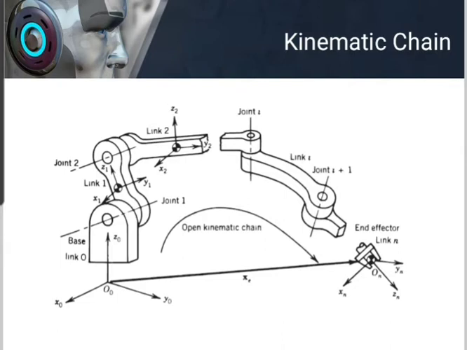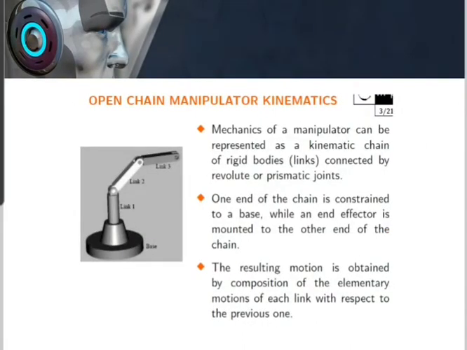So this diagram shows the kinematic chain. Here is the open chain manipulator kinematic. So mechanism of manipulator can be represented as a kinematic chain of rigid bodies which is connected by a revolute or a prismatic joint. One end is constrained to the base, which is shown in this figure, while an end effector is mounted to the other end of the chain. So the resulting motion is obtained by composition of elementary motion of each link with respect to the previous one.